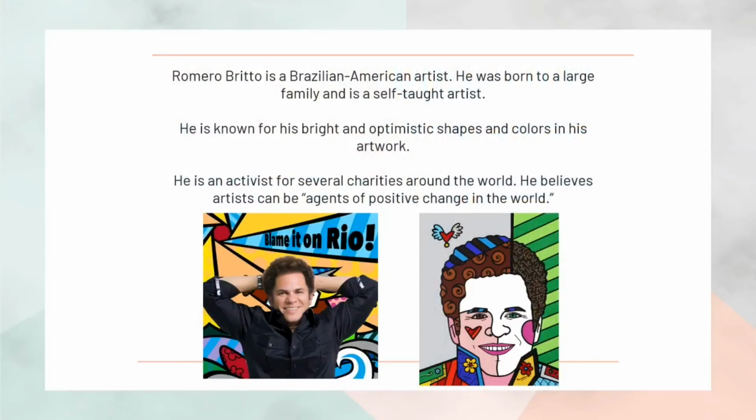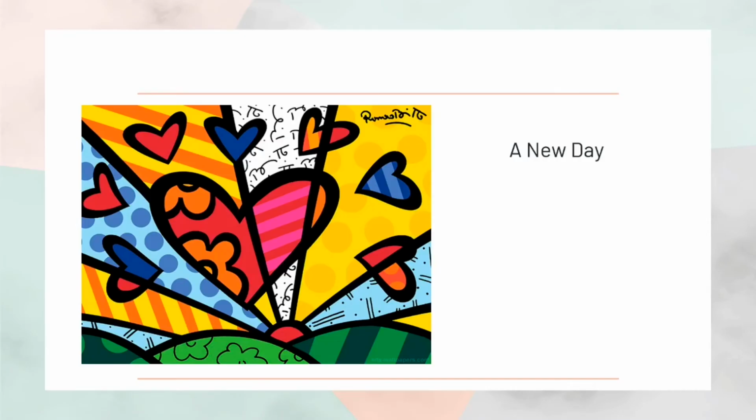So you can see there's an actual photo of Romero Brito on the side, but then that's his self-portrait that he did. But let's look at some of his artwork. We've got A New Day. Again, he does bright colors. He uses a lot of patterns and just easy shapes. This one is From Me. That's the title of it. It's not actually from me. I didn't do it. But this is really easy.